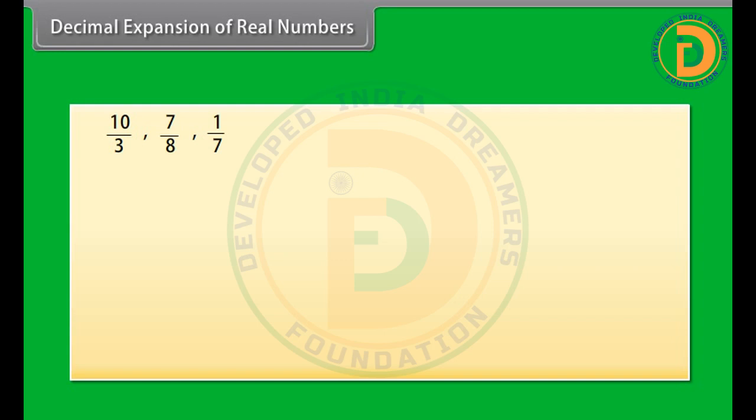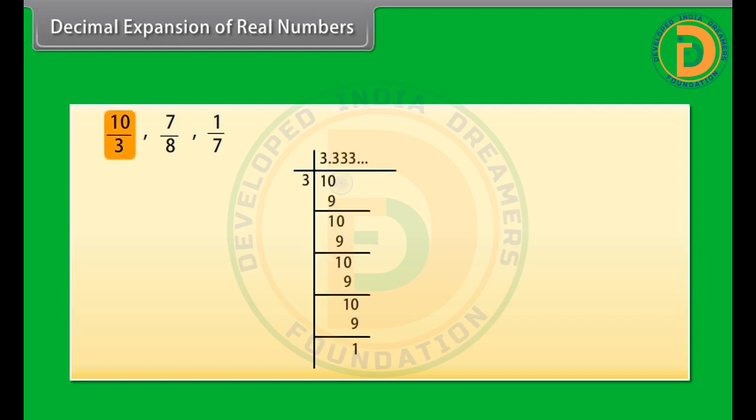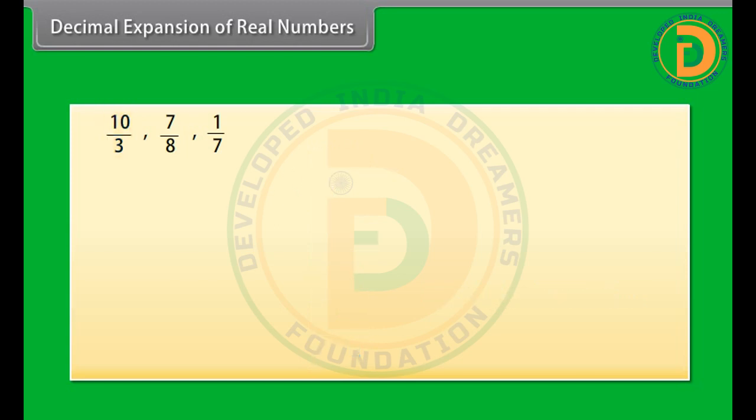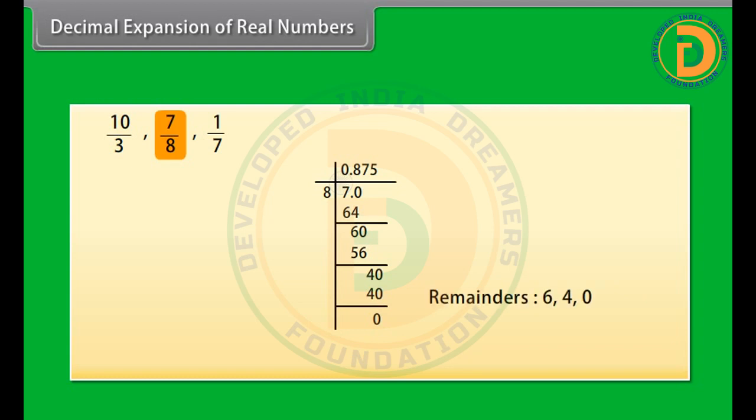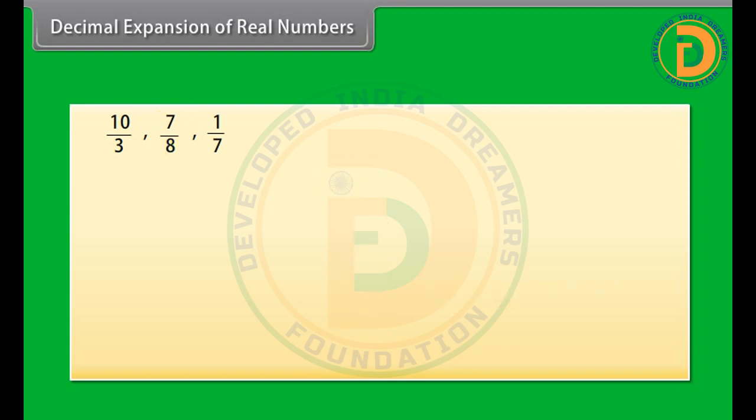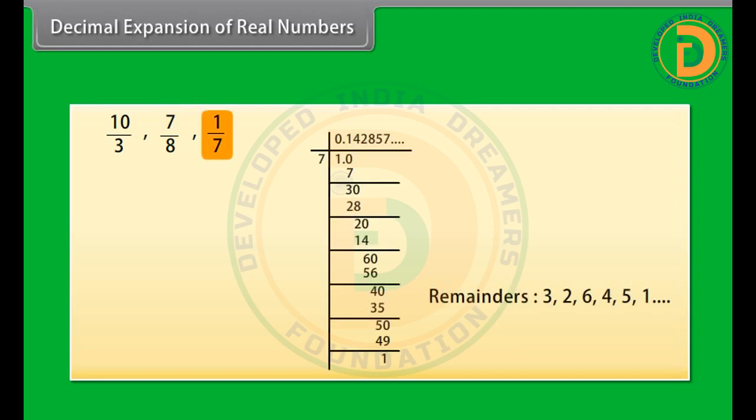Here we can see that on decimal expansion of 10 by 3, we get the remainders 1, 1, 1, 1, 1. Similarly, the decimal expansion of 7 by 8 gives remainders 6, 4, 0. And the remainders of 1 by 7 are 3, 2, 6, 4, 5, 1. Decimal expansion of real numbers too.